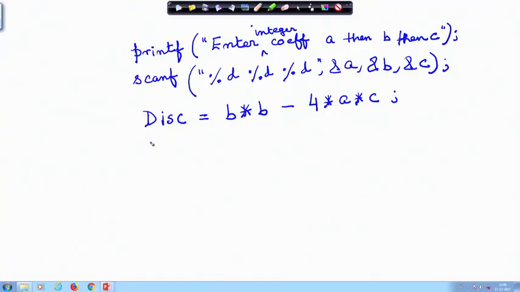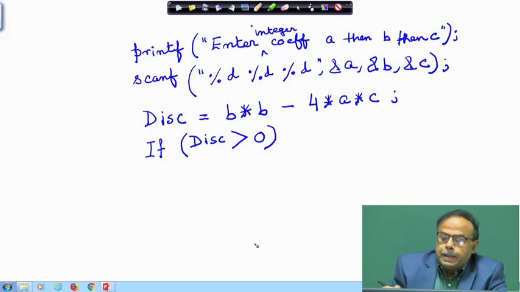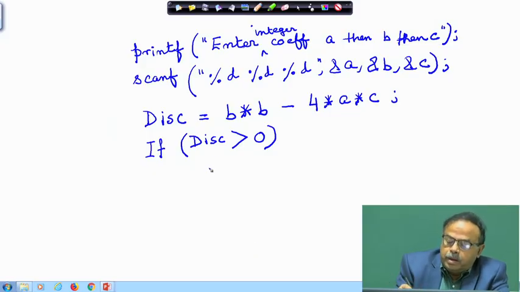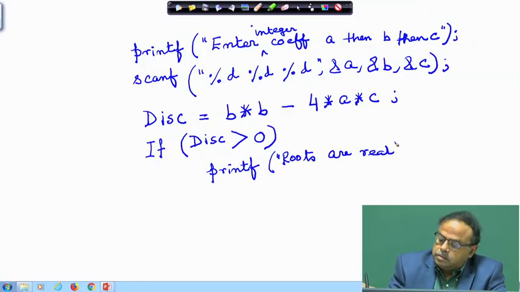Now, I will have to take the path depending on the discriminant. So, what I will write here is if, then a parenthesis for the condition, if discriminant is greater than 0, printf roots are real. And I can put a backslash n here.